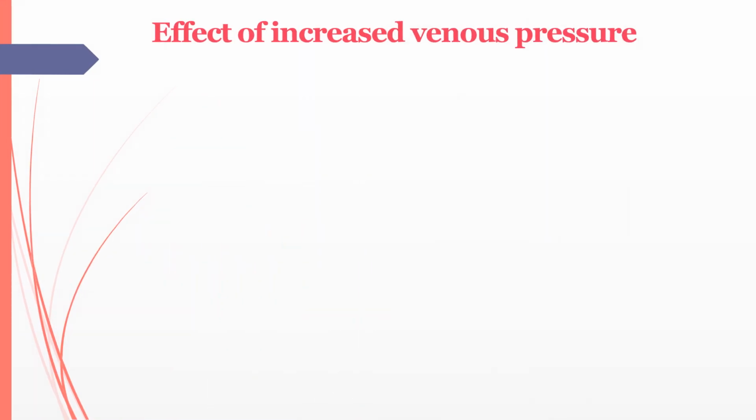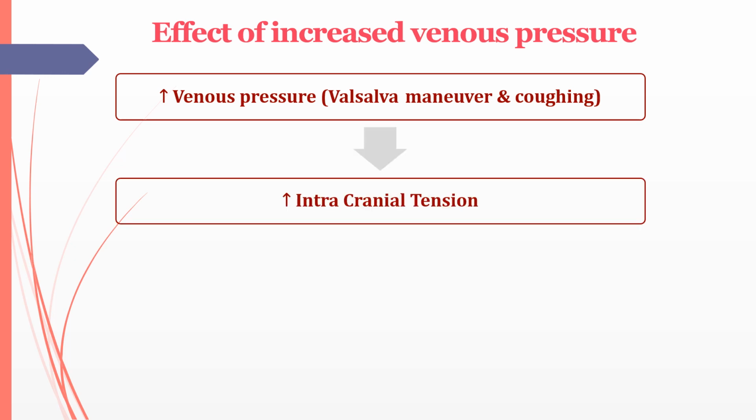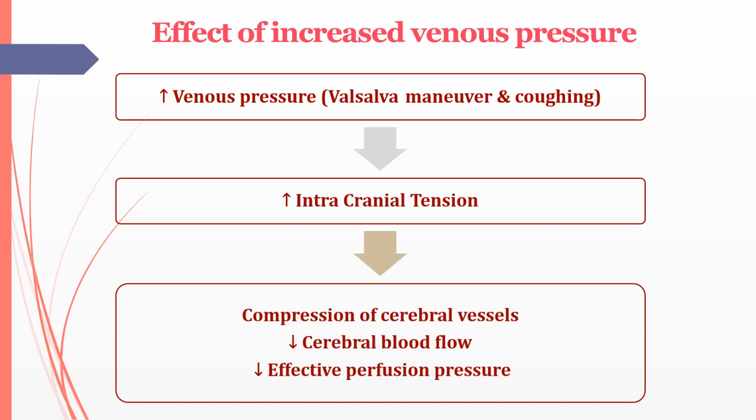Effects of increased venous pressure. When there is an increase in the venous pressure, by means of Valsalva maneuver and coughing, that causes an increase in the intracranial tension, and thus compresses the cerebral vessels, which decreases the cerebral blood flow and also decreases the effective perfusion pressure.